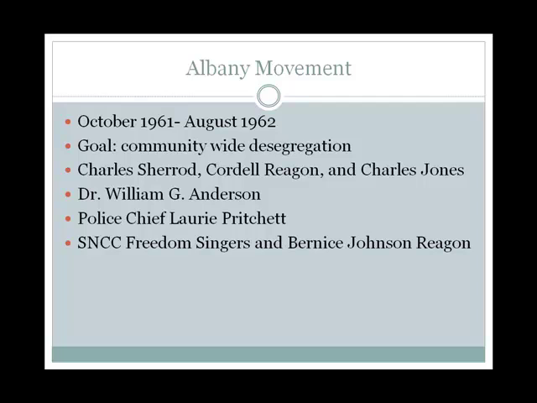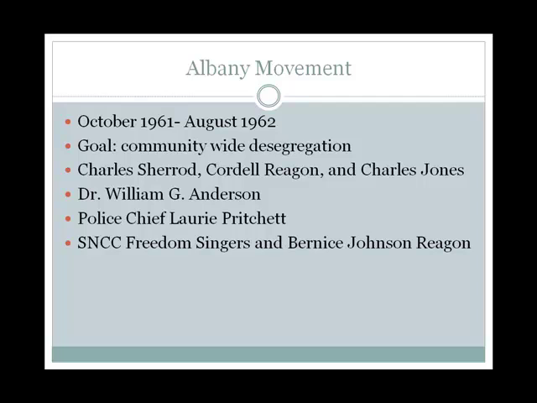Martin Luther King also, even though King felt that this Albany movement had been a failure for the civil rights structure, it did have an impact in the community itself.